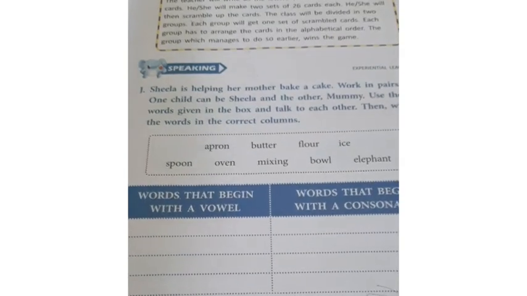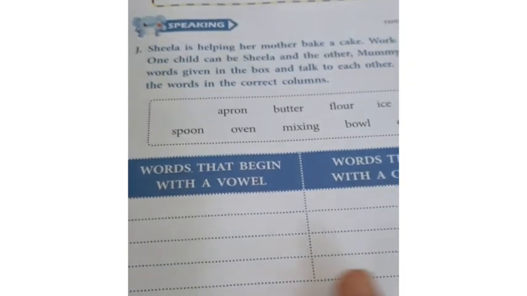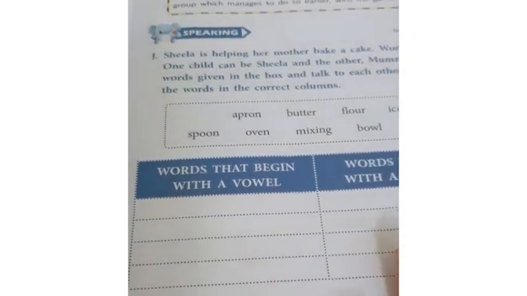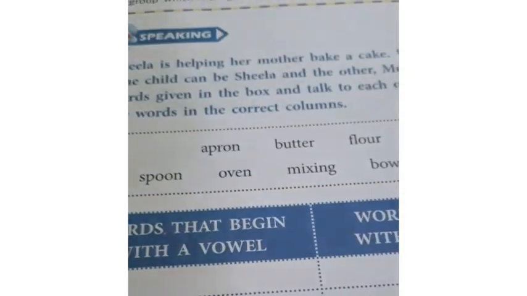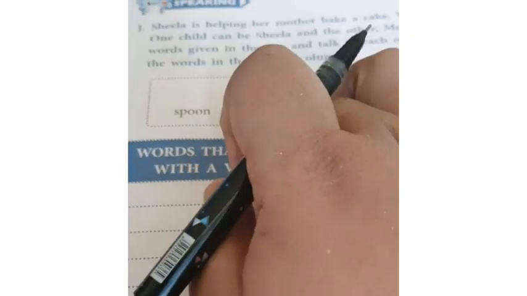So now children, take out page number 17 once again. Page number 17. Here there is a box made here. Can you see two boxes here, two columns here? Words that begin with a vowel you have to write on this side, and words that begin with a consonant you have to write down in this column.